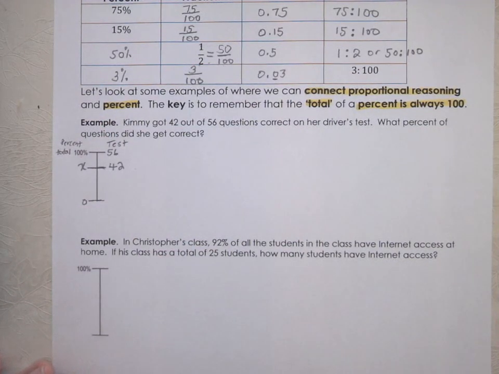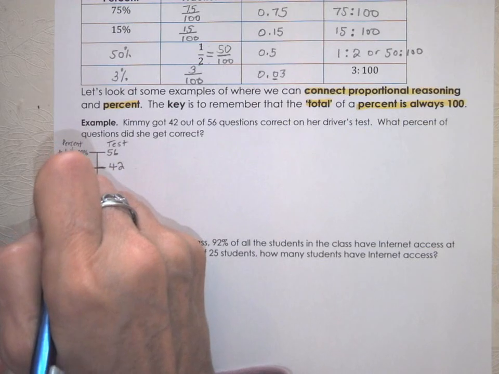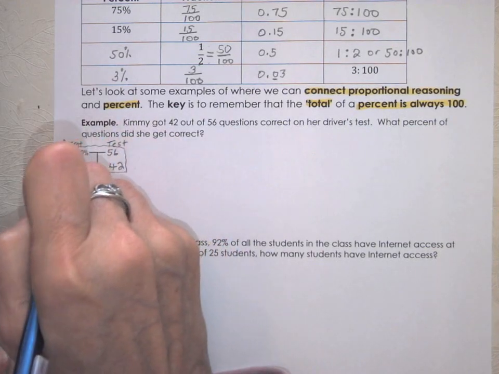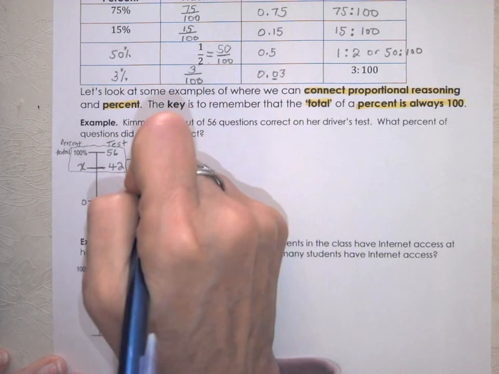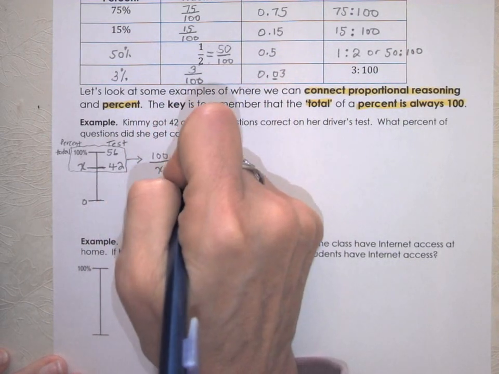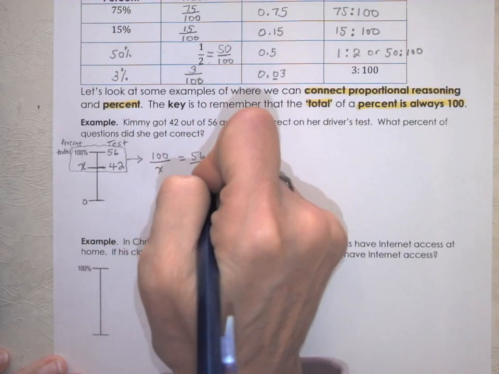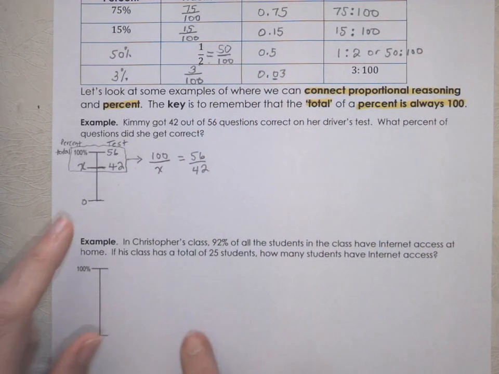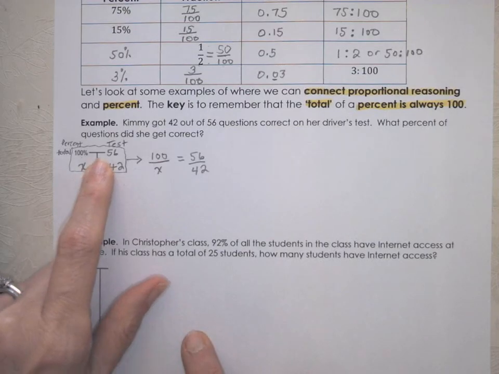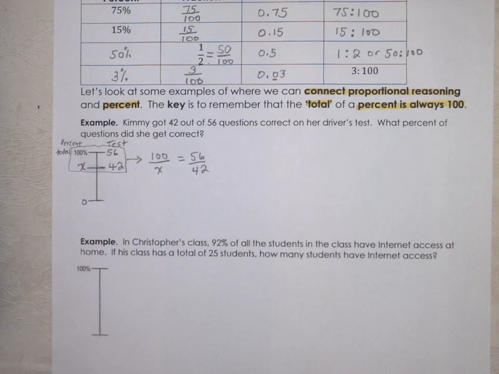Okay, so if we look at what we've just made here, we've made a proportion. So this becomes our proportion. 100 over X equals 56 over 42. So it's a really visual and graphic way of setting up your proportion. Just don't forget the equals in the middle. That's one thing I notice: there's no equal sign on the graphic, so sometimes people forget the equal sign in the proportion. But we know proportions are equations.